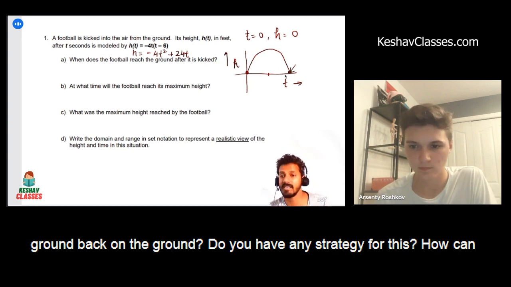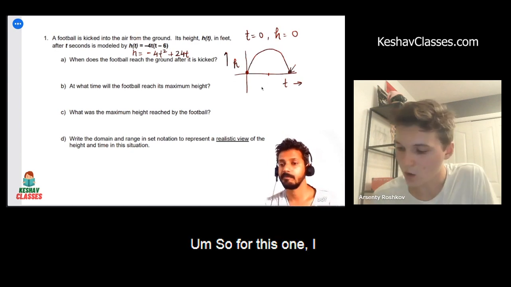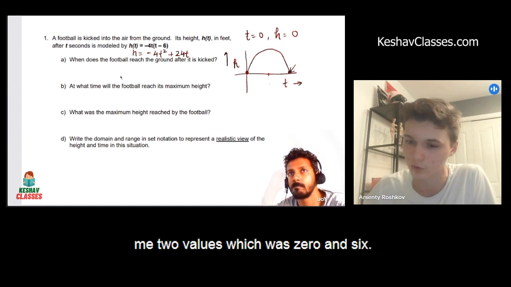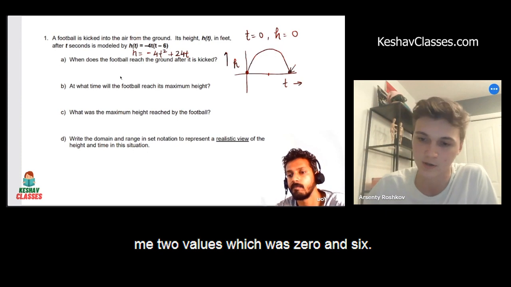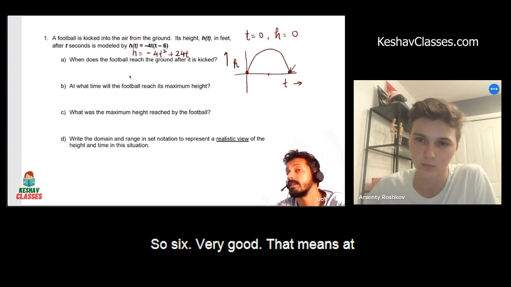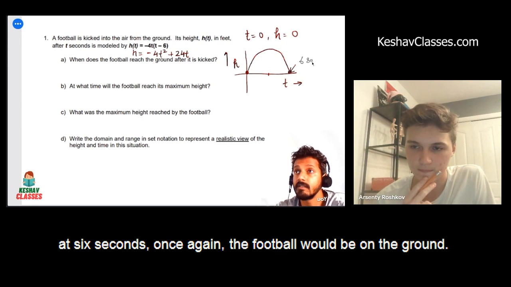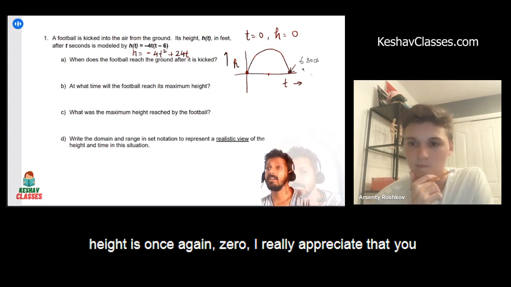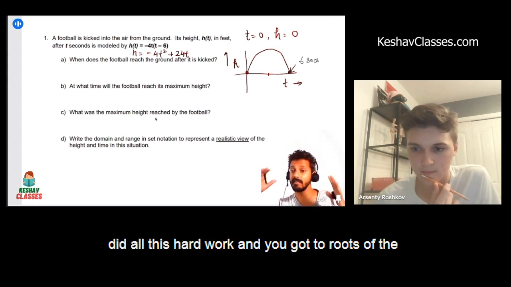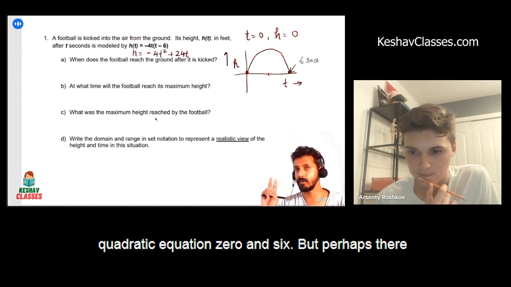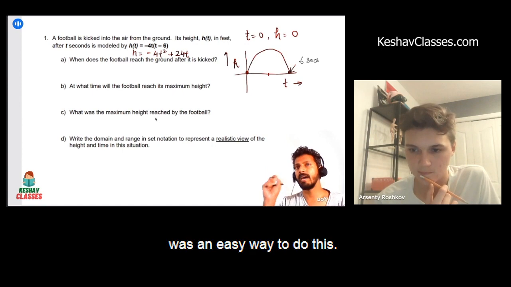Do you have any strategy for this? How can we do this? So for this one, I got two values, which were 0 and 6. 0 and 6. Very good. That means at 6 seconds, once again the football would be on the ground. I really appreciate that you did all this hard work and you got two roots of the quadratic equation, 0 and 6. But perhaps there was an easier way to do this.